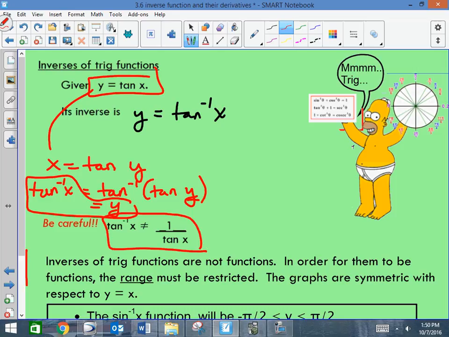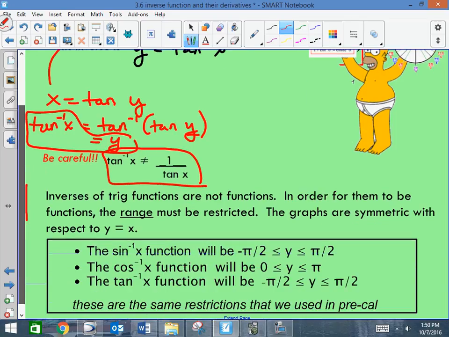Just FYI, be careful. 1 over tangent is not inverse tangent. What is 1 over tangent? Cotangent. That's right.